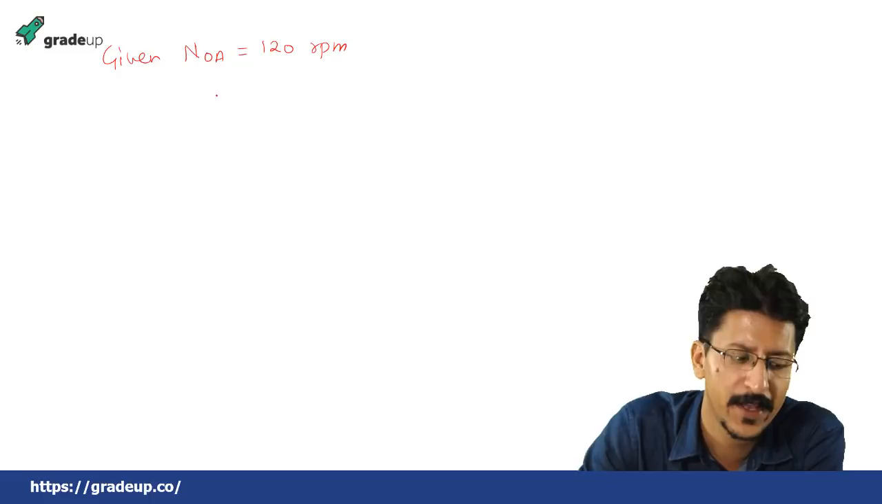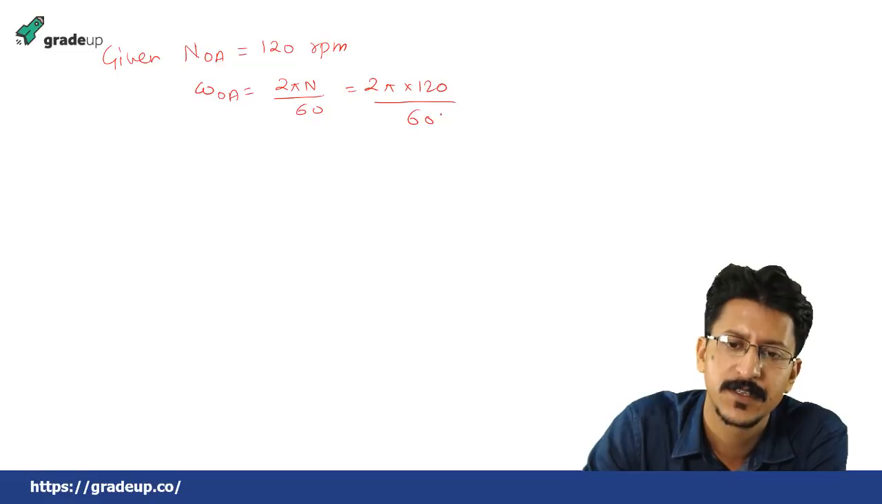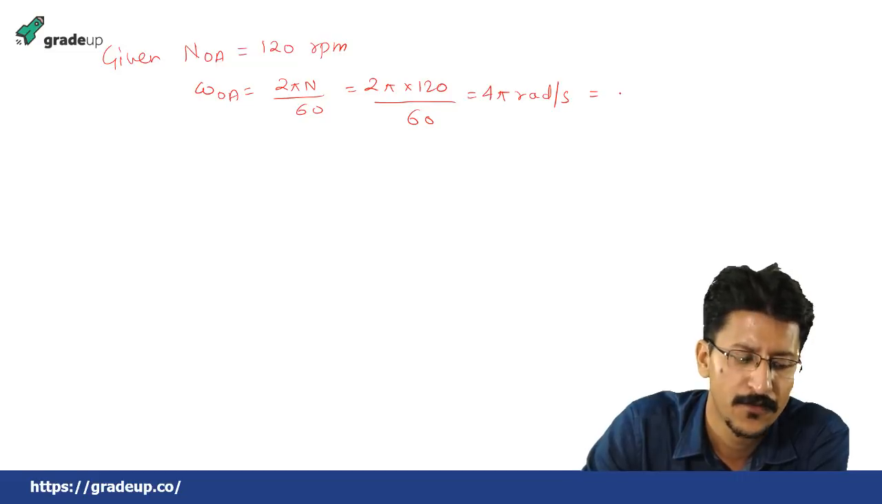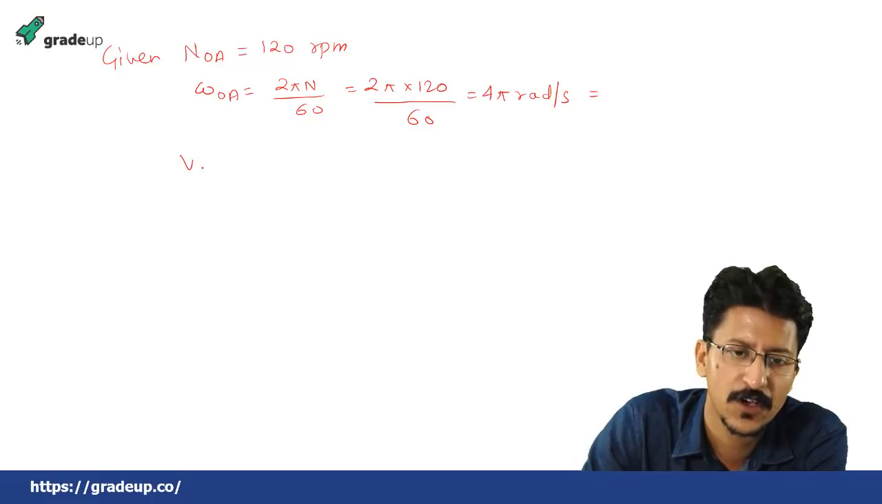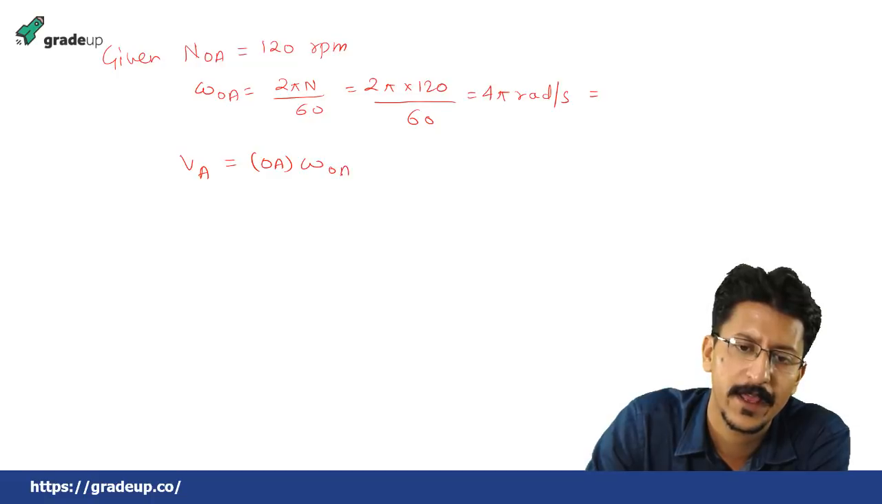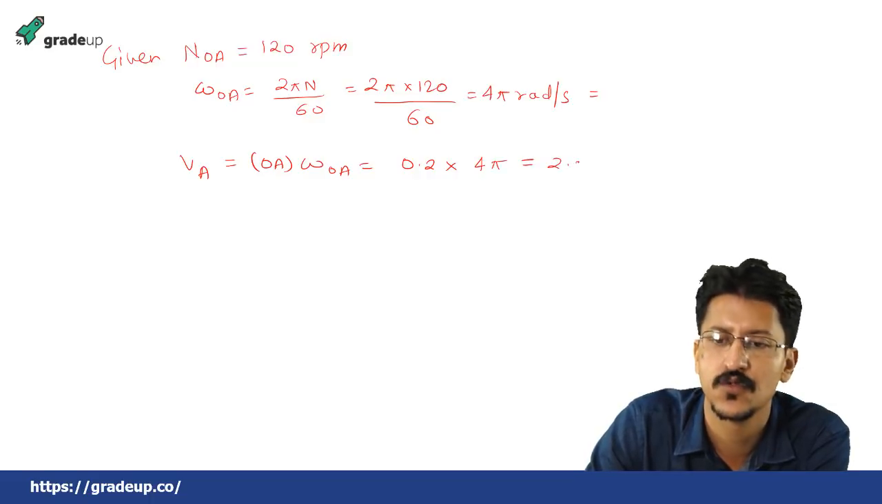Okay, 120 rpm. So we can find omega OA, which is 2 pi N by 60. So this will be equal to 2 pi into 120 upon 60, which is equal to 4 pi radians per second. Then we can find the velocity of A, that is OA into omega OA. OA has a length of 200 mm, which is 0.2 meter, into 4 pi radians. On calculating this, you will get 2.5132 meter per second.